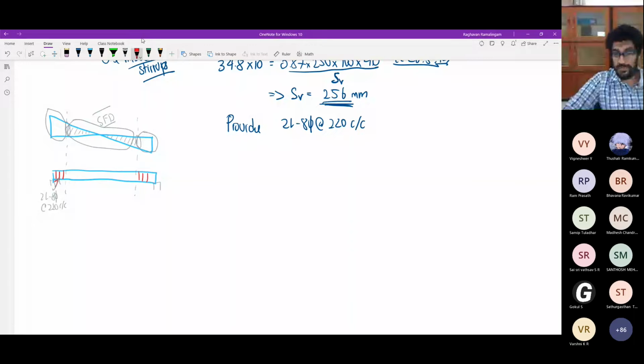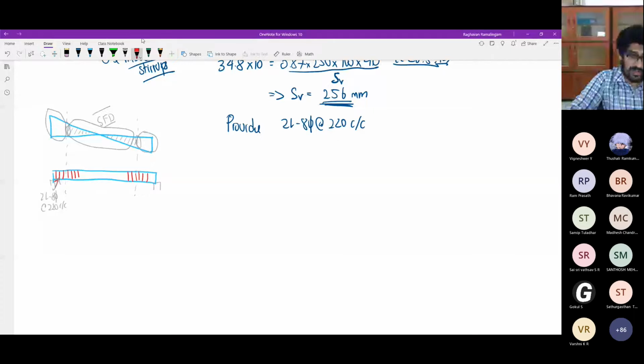Here I cannot double. If I double it, it becomes 440. So in this region, instead of doubling, I'll use a different color maybe. In the remaining region, I'll probably make it a higher spacing, maybe 2-leg. The highest spacing that I can give is 300, and I'm not allowed to give more than 300 center to center.